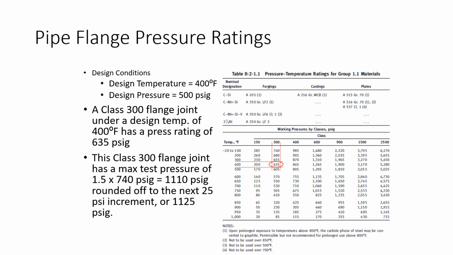When determining the max leak test pressure for a class 300 flange joint, we first go to the pressure rating value for ambient conditions, since leak testing will be performed at those temperatures. For the class 300 flange joint, that pressure rating will be 740 psig. To determine the max leak test pressure, we will multiply 1.5 times 740 psig, which equals 1110 psig, rounded off to the next higher 25 psi increment, or 1125 psig max test pressure.